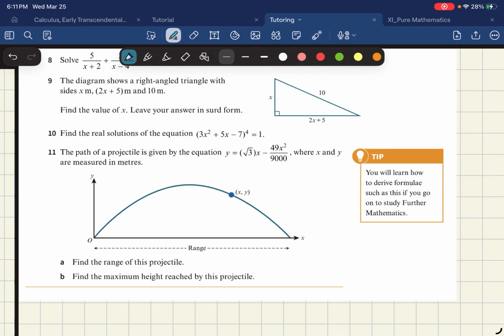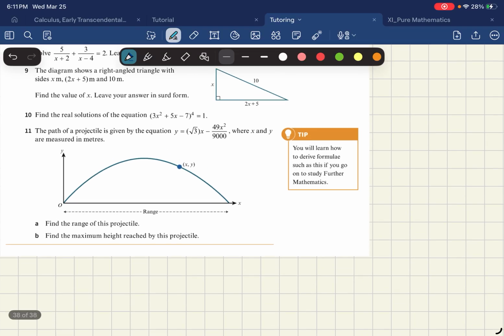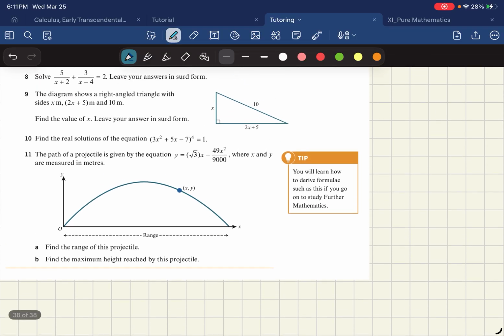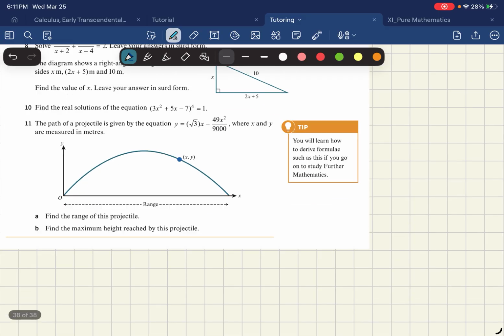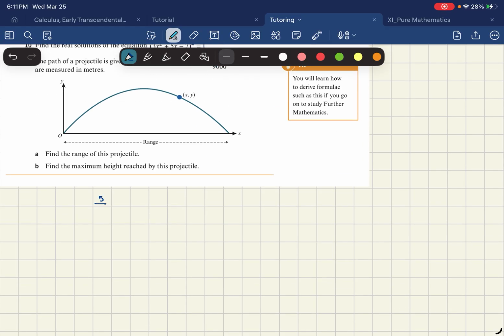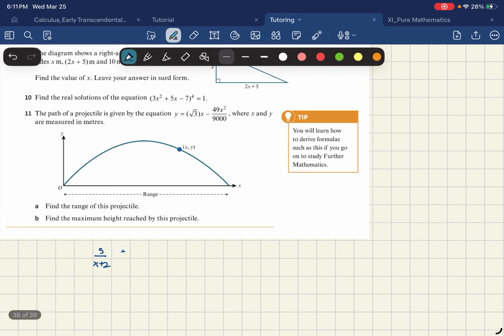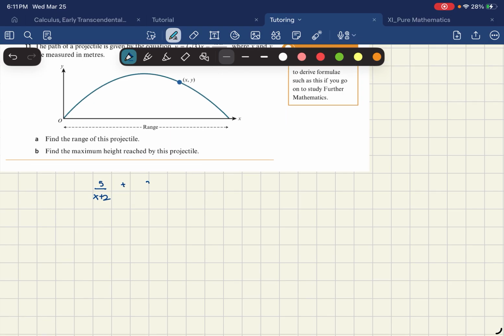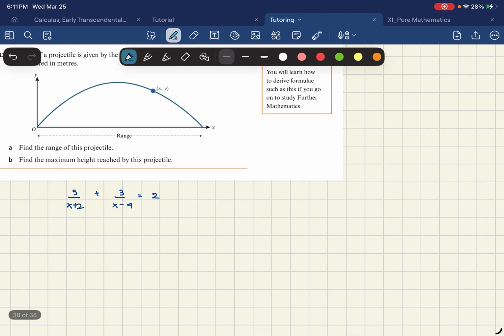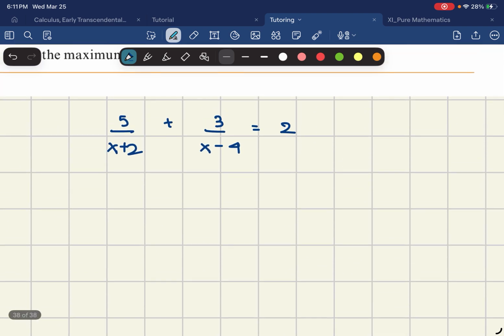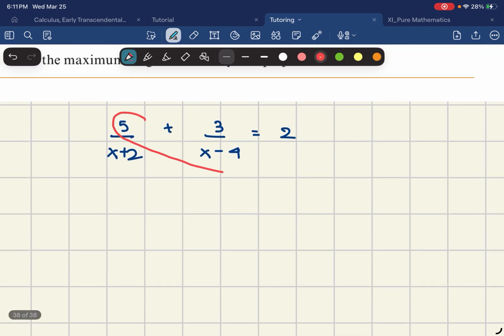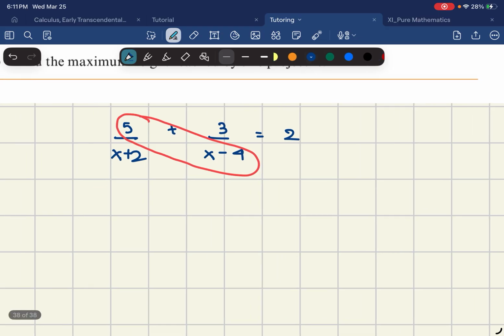So let's do question 8, and it says just solve. This is very similar to questions from factorization. We have 5 divided by x plus 2, plus 3 divided by x minus 4, and that is equal to 2. Then we just want to solve it. Well, let's use the butterfly method to write the common denominator. So you want to multiply these two together.